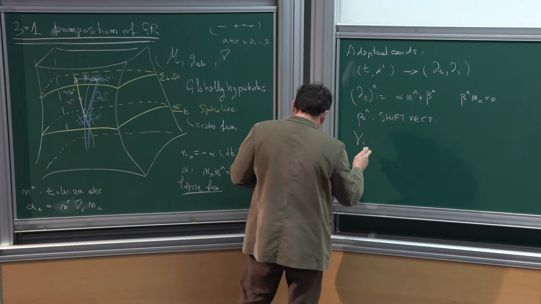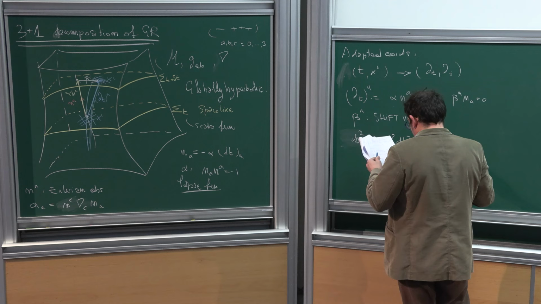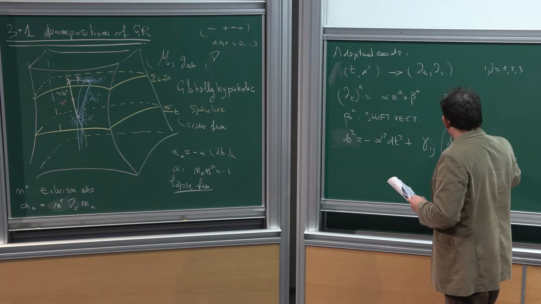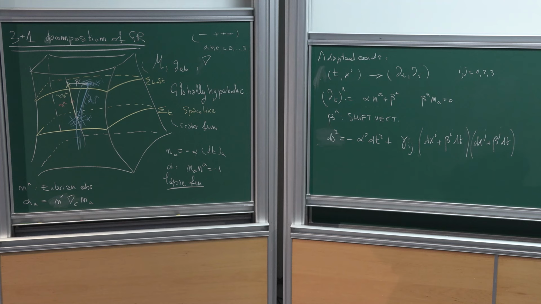the metric, the line element, let's do this, is minus alpha squared dt squared plus gamma ij. Here I'm now using spatial indexes, so i, j, k and so on go from 1 to 3. dx^i plus beta^i dt, dx^j plus beta^j dt. Okay, so this is the form of the metric that you have.